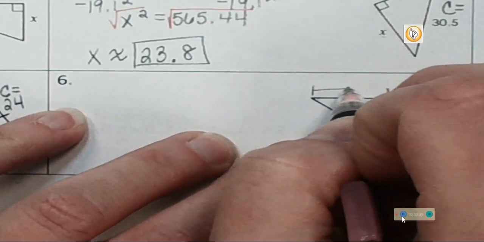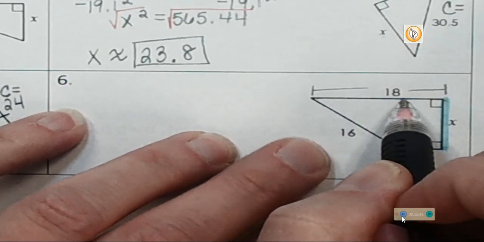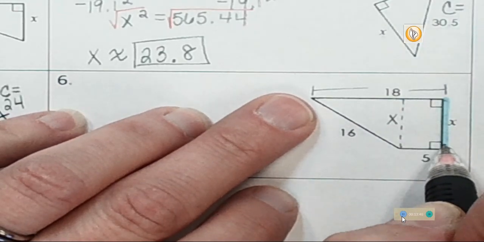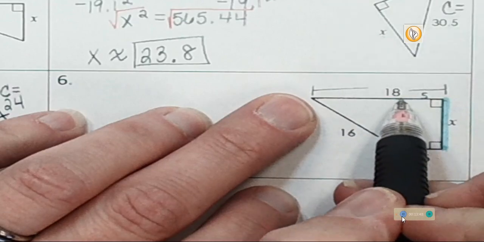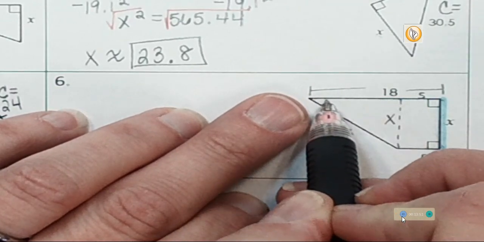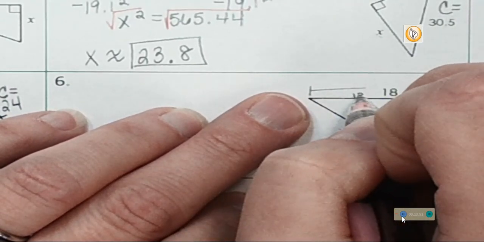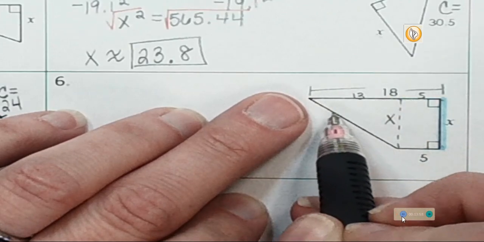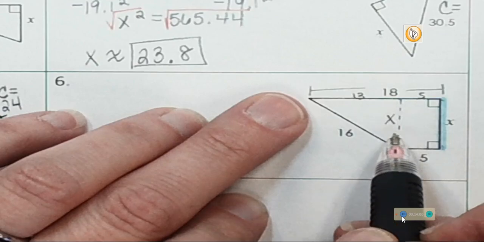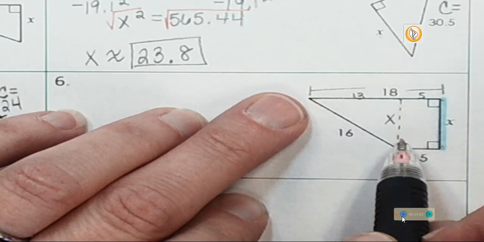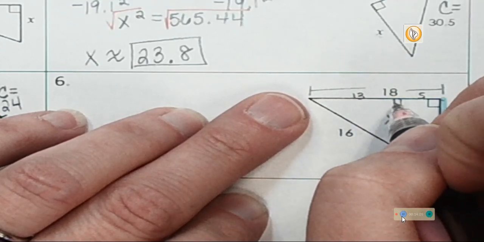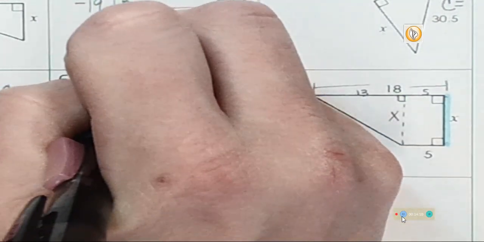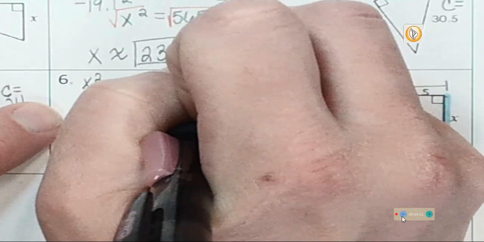18, though, goes all the way across. Is this side 18? No. From here to here is 5, so this is 5. How do you find this little piece? 18 minus 5 is 13. So what you're working with, imagine, tune out everything else. You've got 13, x, and 16. Which of those is your hypotenuse? Because you just created a right angle. 16. So, a squared plus b squared equals c squared.